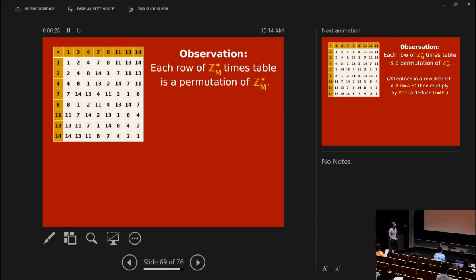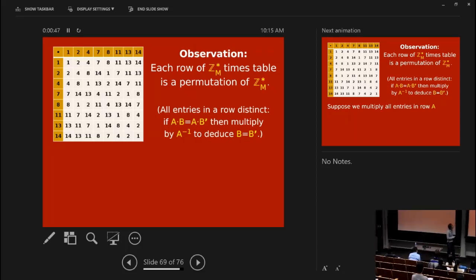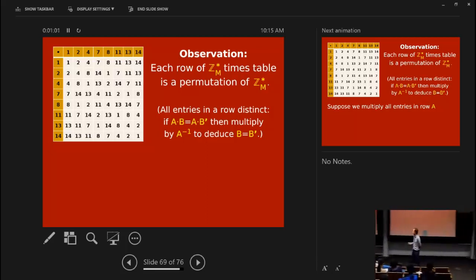So why is that? You probably saw as I was looking through the slides. Why do you get all the numbers exactly once here? To say that it's a permutation is just to say that no number appears more than once. In other words, all the entries have to be distinct. Let's say you're looking at the A row, doing A times all these numbers. If you ever had A times B equals A times B prime, by definition A has an inverse, A inverse. You could multiply this equation by A inverse and get that B equals B prime. So any two columns in a specific row have to have distinct answers.